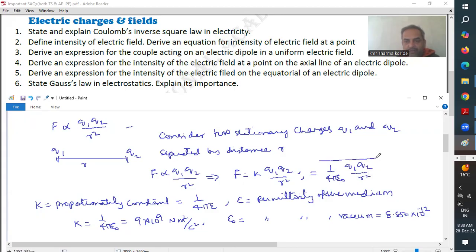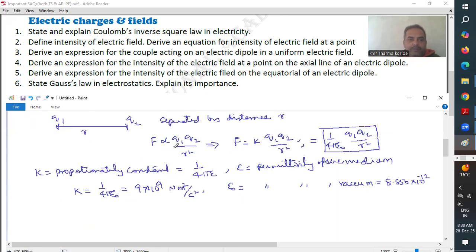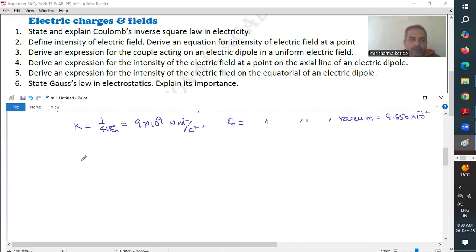For the continuation, the next question is: define intensity of electric field, and derive an equation for the intensity of electric field at a point. First we need to concentrate on the intensity of electric field, which is represented by capital E.